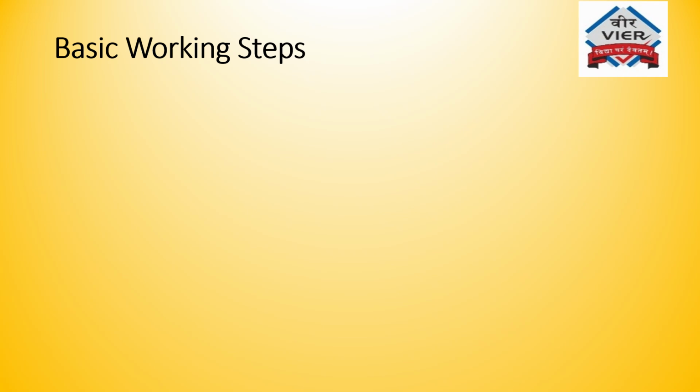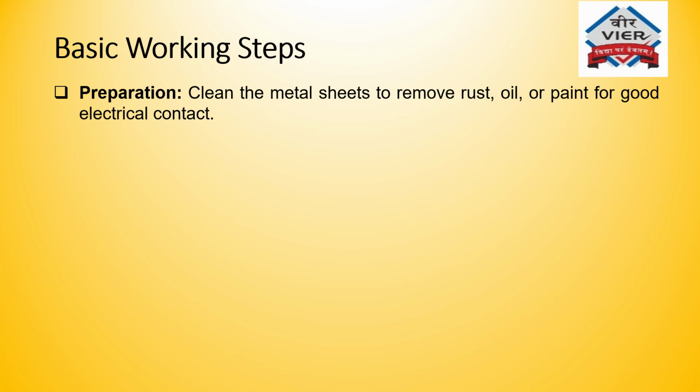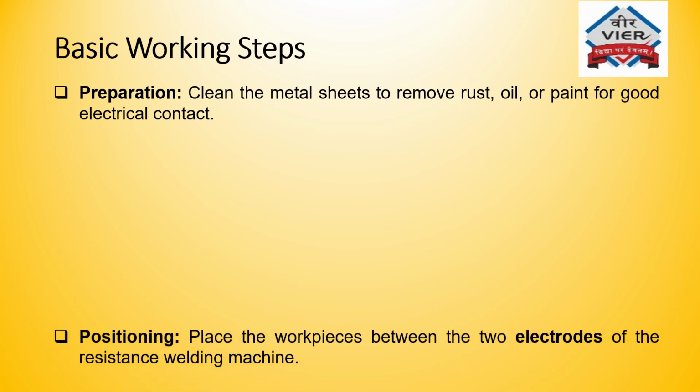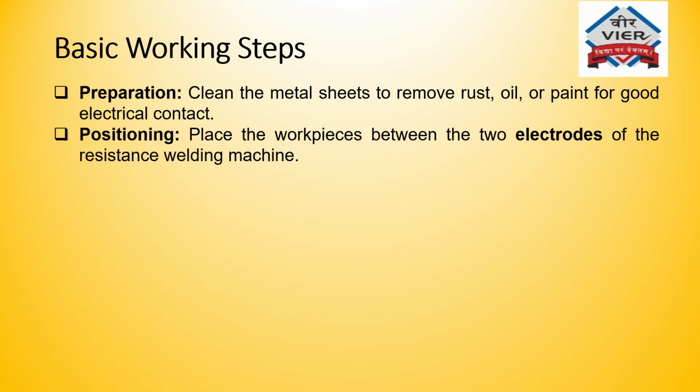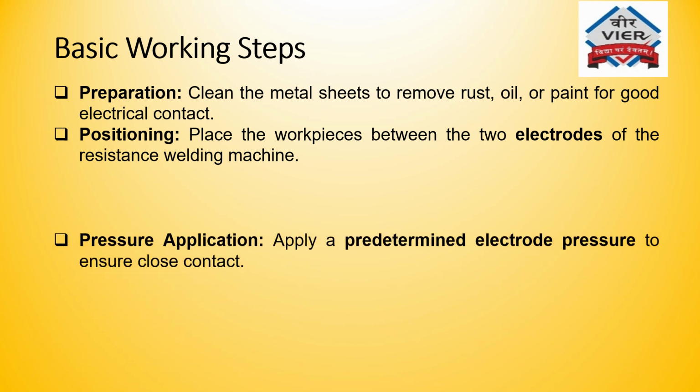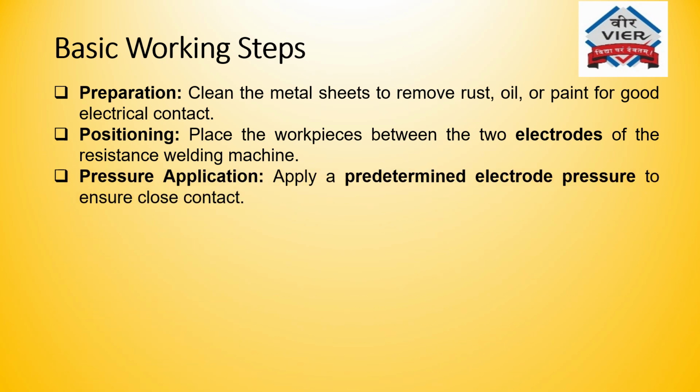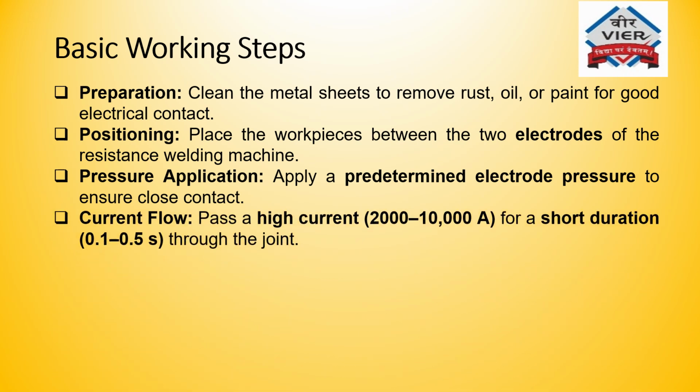Let's now see the basic working steps. The first one is preparation. Clean the metal sheets to remove rust, oil or paint for good electrical contact. Then positioning. Place the workpieces between the two electrodes of the resistance welding machine. Apply a predetermined electrode pressure to ensure close contact.